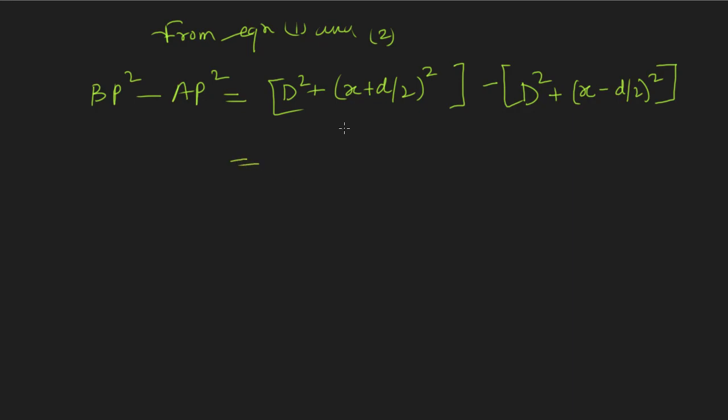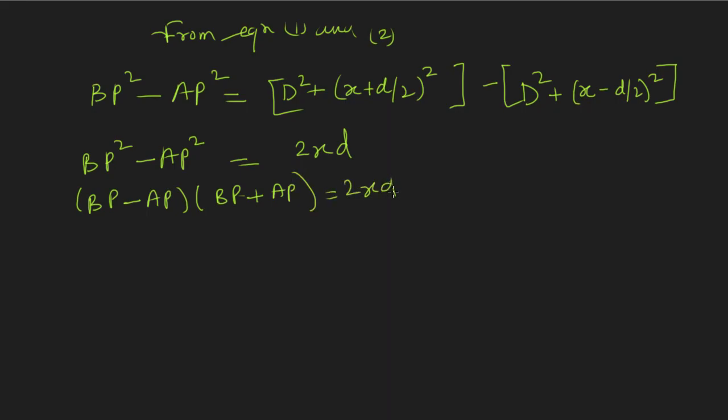When I calculate this, you can just expand the squares. d square will cancel from here, x square will cancel from here, then (d by 2) whole square will cancel, then I will get only the term xd from here and a term xd from here, and finally I will get 2xd. So BP square minus AP square is equal to 2xd. I can write this as (BP minus AP) and (BP plus AP). This is equal to 2xd.